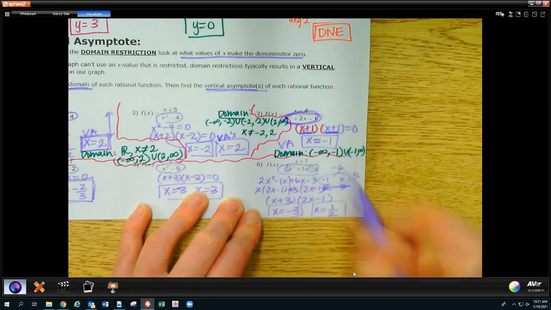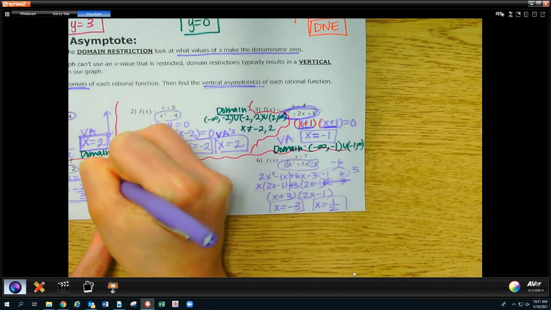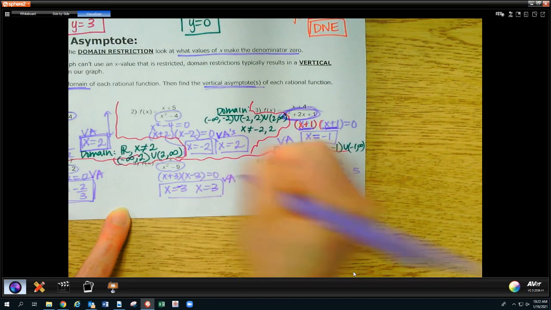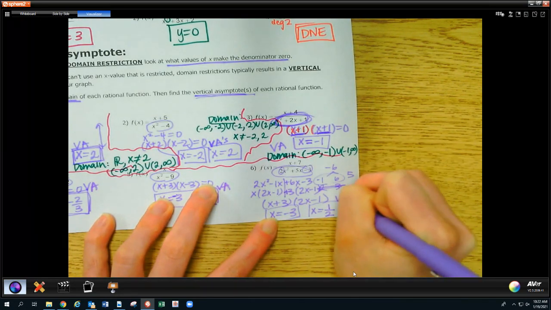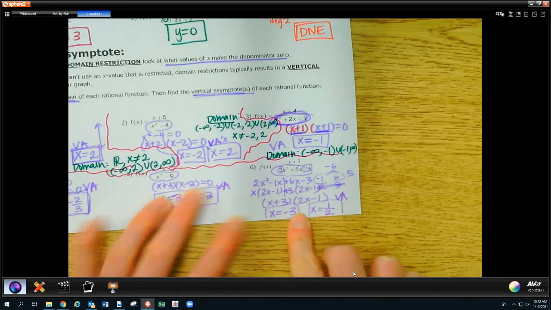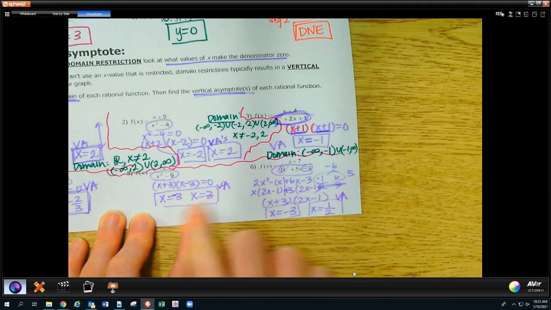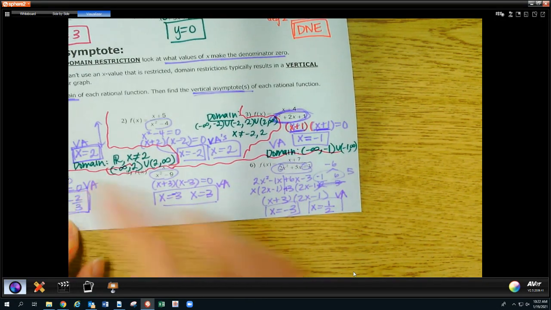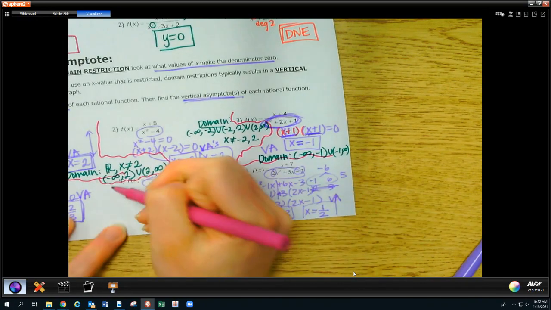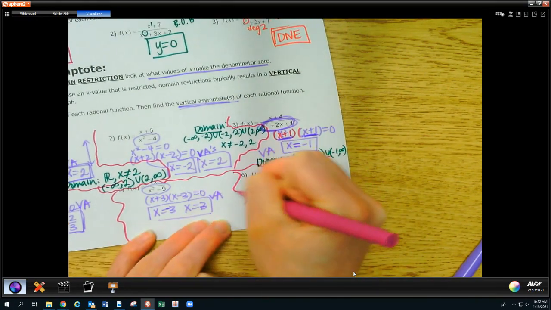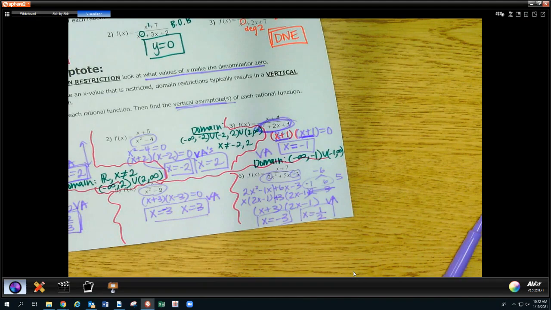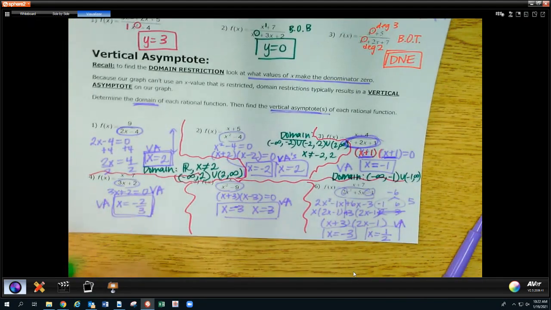Okay, so the purple in each case is our vertical asymptotes. Here we had a quadratic, so we had 2. Here we had a quadratic, so we had 2. Here we had a linear, so we had 1. Okay, and so once you have that vertical asymptote, that is your domain restriction. Vertical asymptotes are your domain restriction.